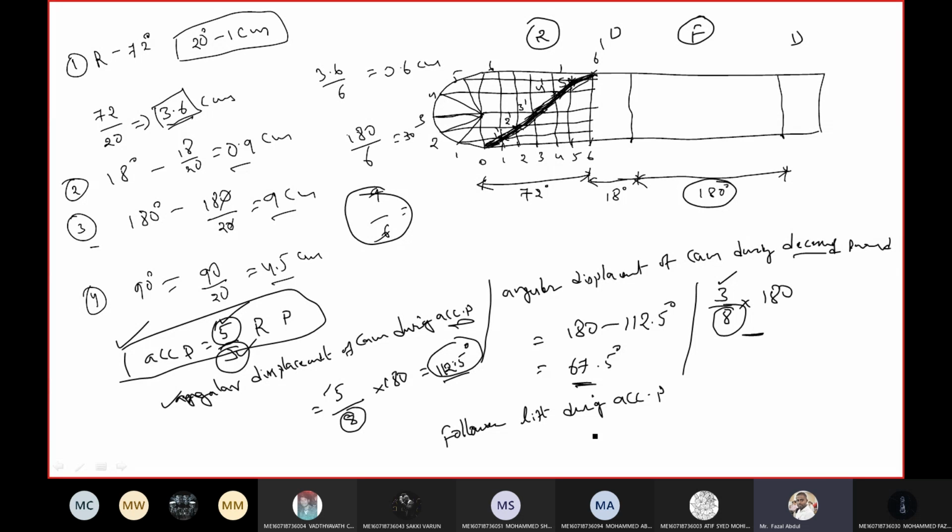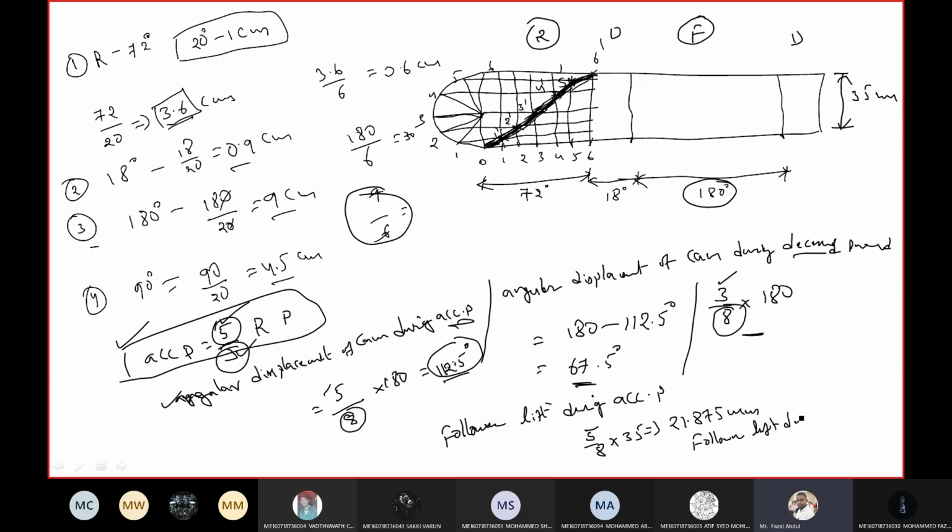So how much is it going to be lifted? Again, same procedure: 5 by 8 into the total stroke length. The total stroke length given in the question is 35 mm. Stroke length is nothing but this vertical value, this 35 mm. So how much value will we get? We'll get 21.875 mm.